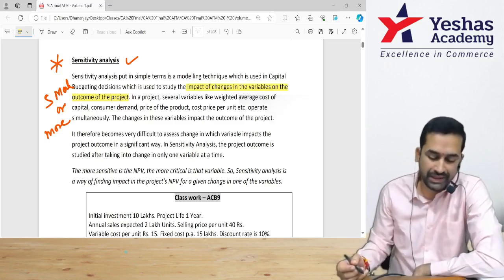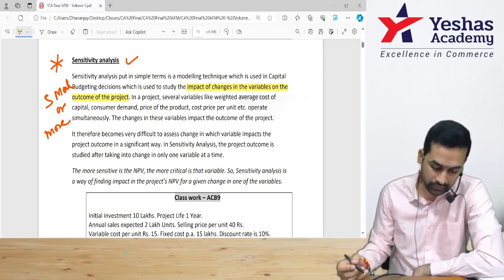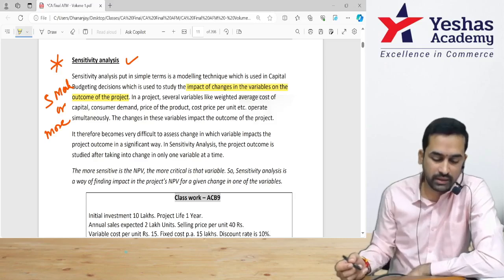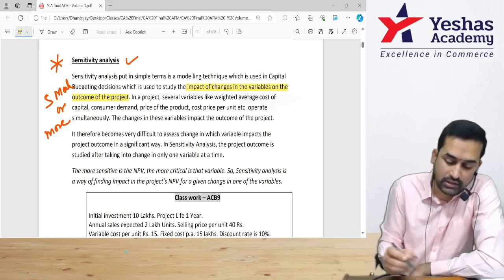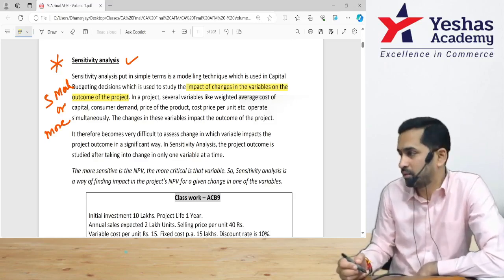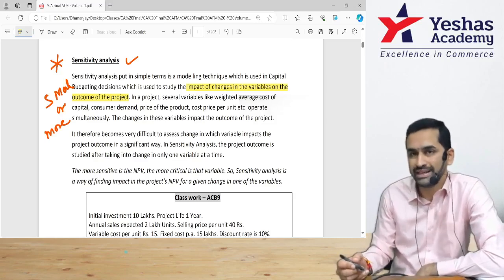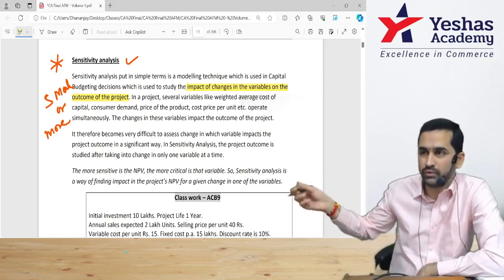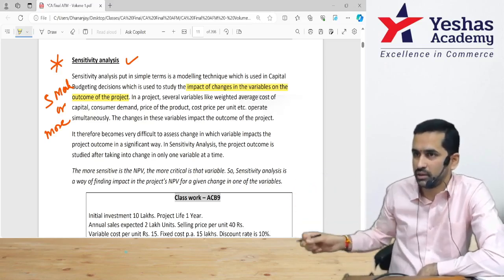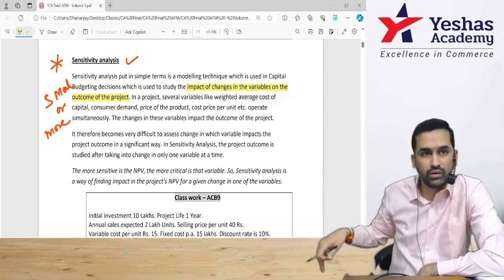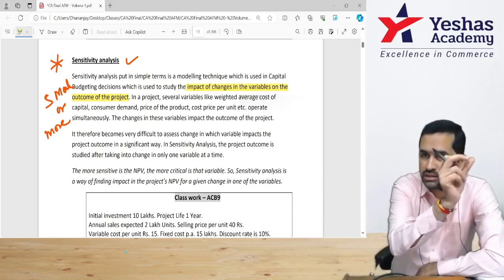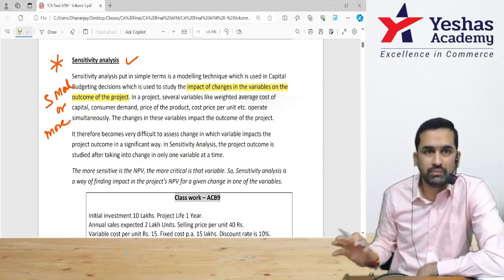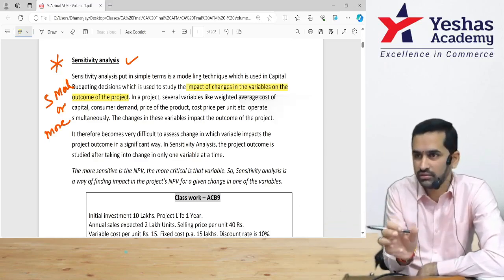In a project, many variables like cost of capital, demand, selling price, cost per unit operate simultaneously. The change in these variables impacts the outcome of the project. Definitely, if your demand comes down, sales quantity comes down, sales value comes down. If sales value comes down, your profit before depreciation and tax will come down, CFAT will come down, NPV will also come down. So if one number changes in your NPV estimation, final NPV is going to get impacted. NPV is not a single number, correct?